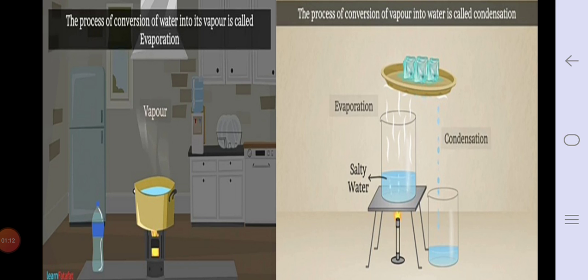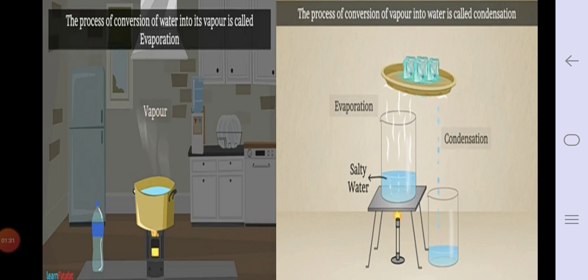Now see another slide. The process of conversion of vapor into water is called condensation. Now in the textbook you can see two highlighted words. First we can see evaporation, and we see the activity given here. So one by one we'll do them.